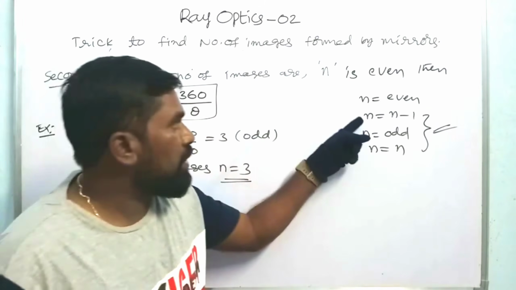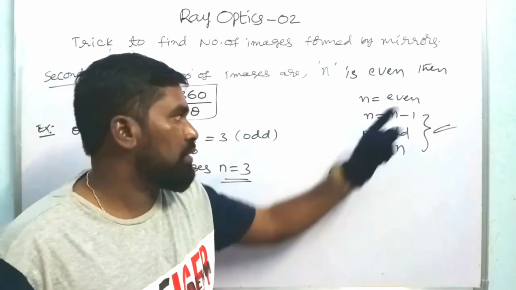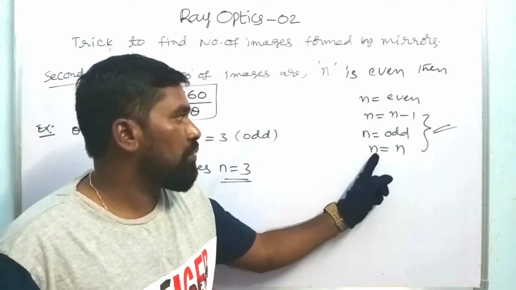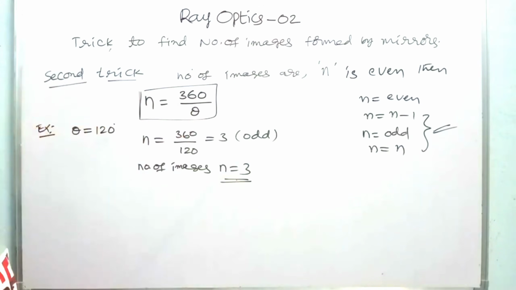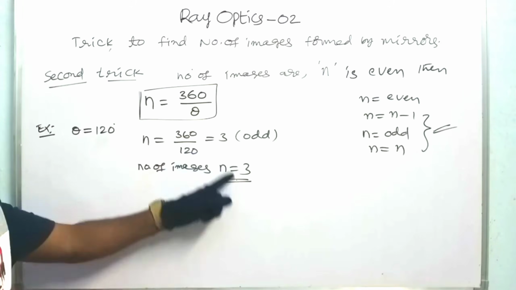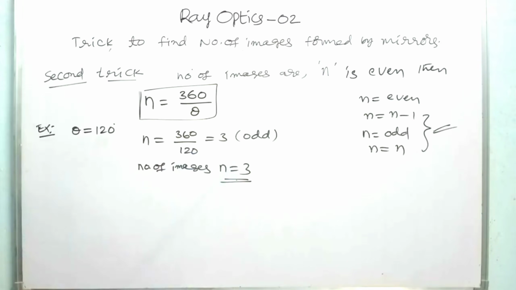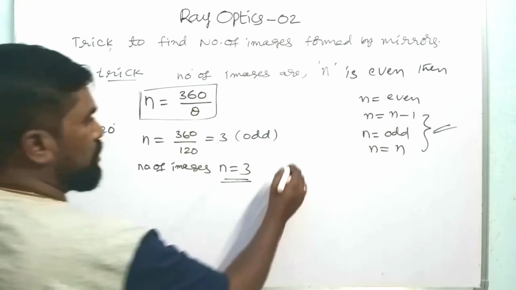If n is even, the total number of images is n minus 1. If n is odd, the number of images is n. So the number of images is 3. Here the number of images is 3, no change. Okay, so first, let us check.